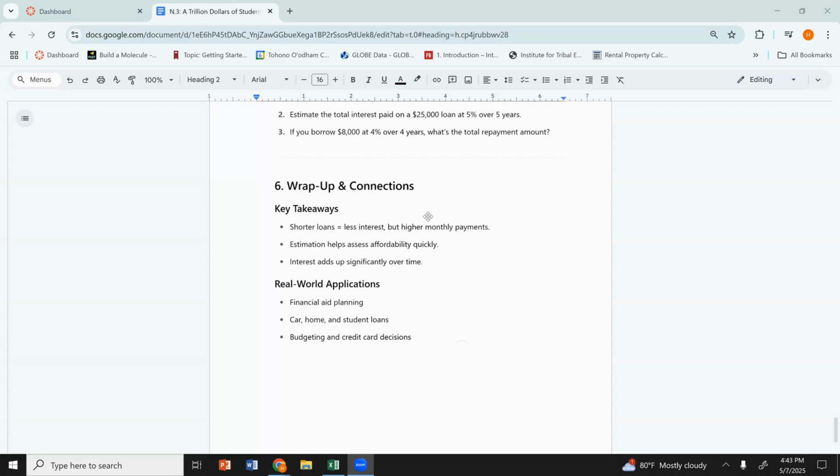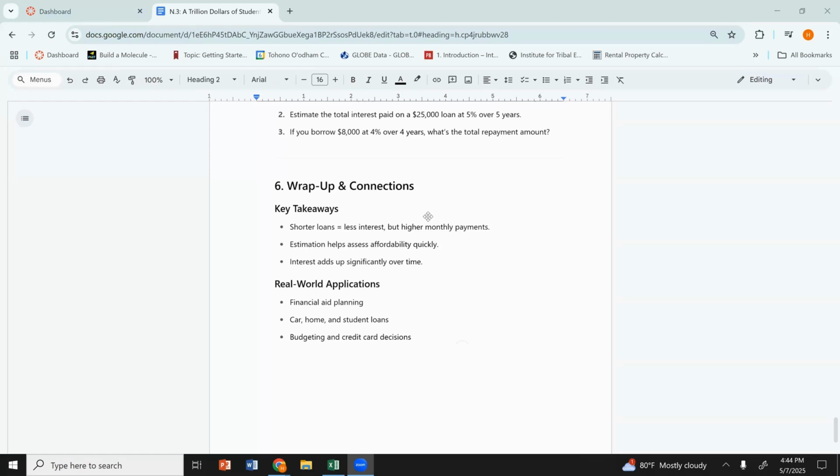So to wrap up here, our key takeaway is that shorter loans mean less interest paid, but your monthly payments are probably going to be higher. Your ability to estimate these kind of numbers helps you to assess affordability quickly. Interest adds up significantly over time as you see the different terms, the 6-year term, the 3-year term. You can see how much the interest accumulates over a longer period of time.